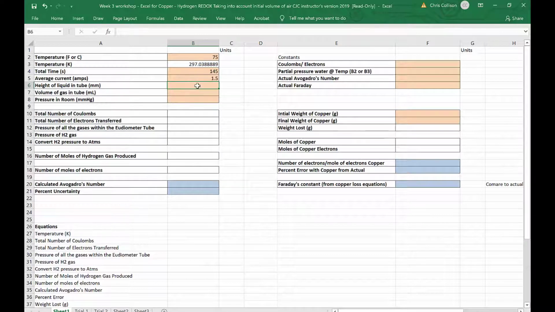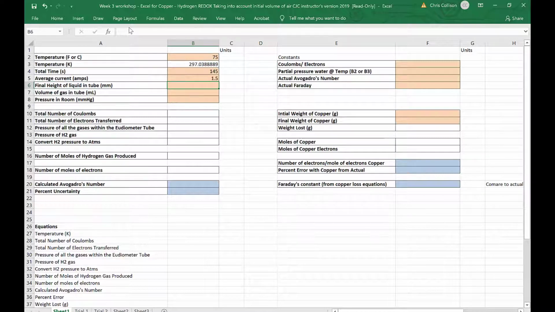The height of the liquid in the tube. So we're going to put in here, right in this place, the final height of the liquid in the tube, and I'll explain in a little bit why this is important. And maybe this also reminds us that we should also collect the initial height of the liquid in the tube.